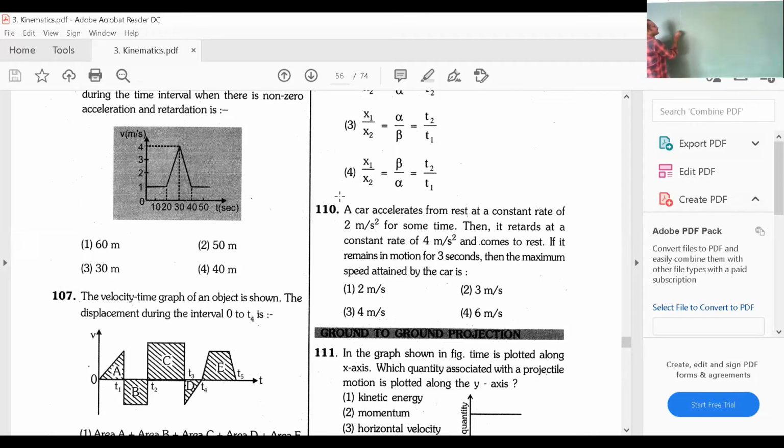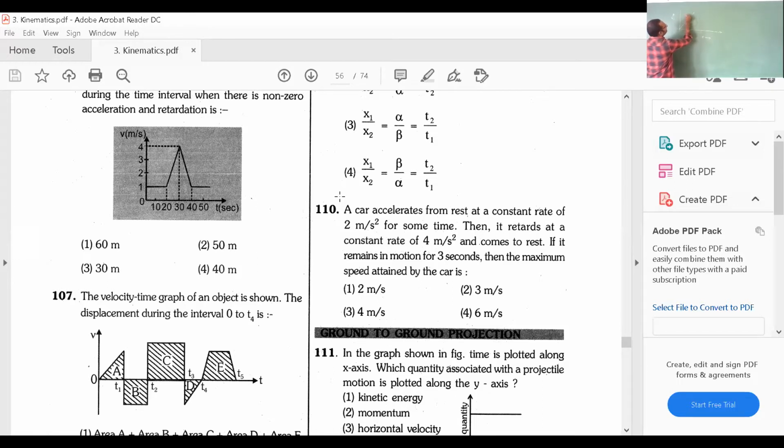So, I take velocity versus time graph. They are saying that a car starting from rest, okay, means graph should start from the origin. And it accelerates with a constant rate. Alpha is constant. Constant rate acceleration means graph should be like this. How much is it given? This acceleration is 2 meter per second square.